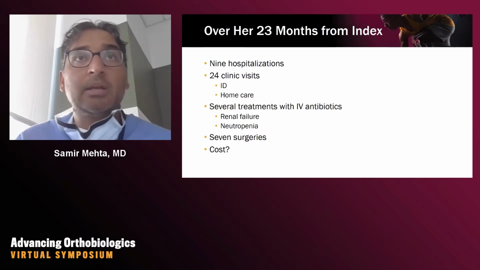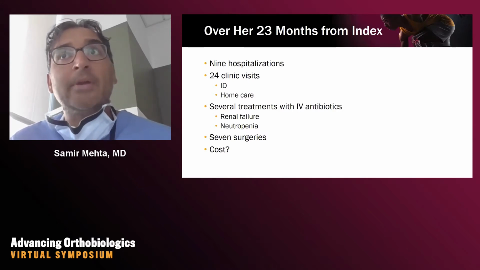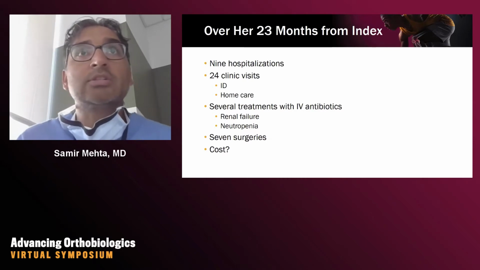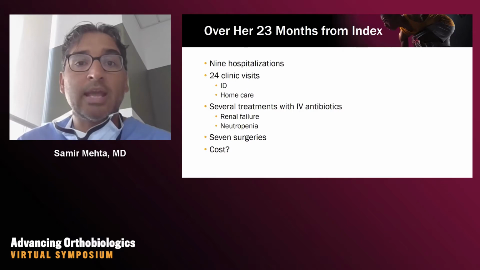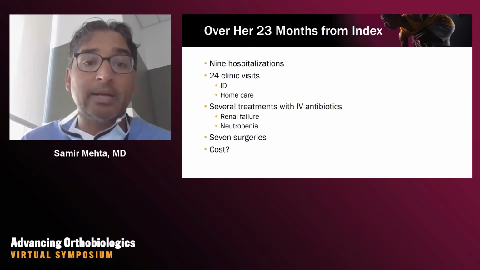And I bring this up because you have to wonder what the economics of this are. I don't like to look at patients as dollars and cents, but we have to think about how our decision-making ultimately impacts our ability to deliver care to everybody.